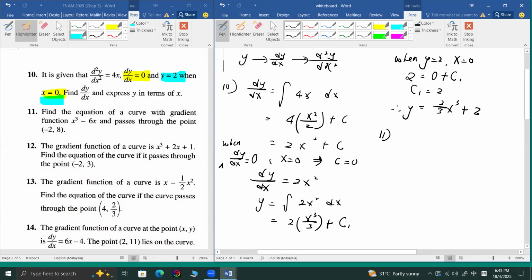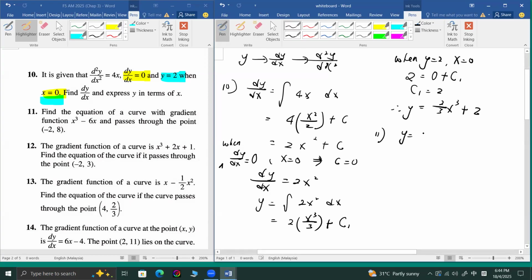And now look at 11. Same thing. 11 is also find the equation. Find the equation is actually the same as getting y in terms of x. So for 11, I'm not going to show you in full, I'll briefly explain what to do.